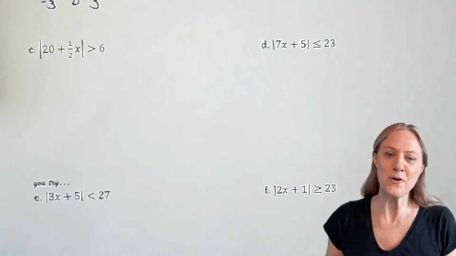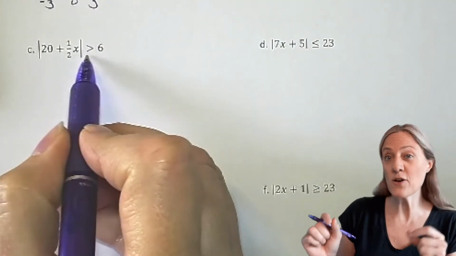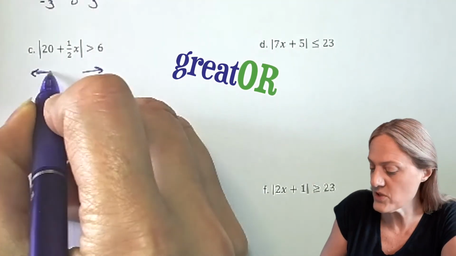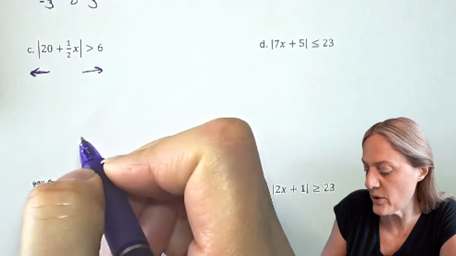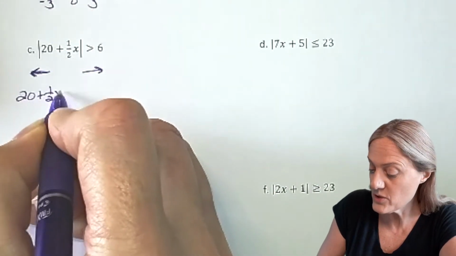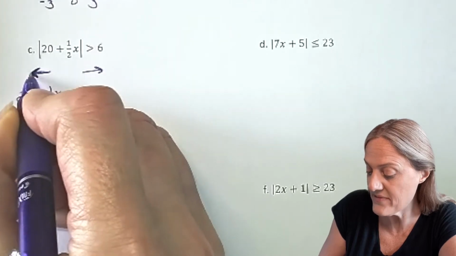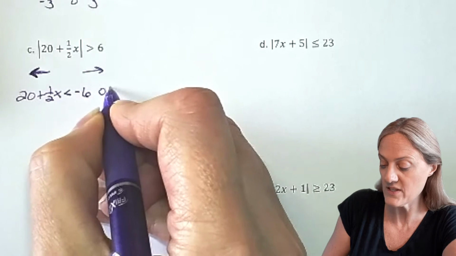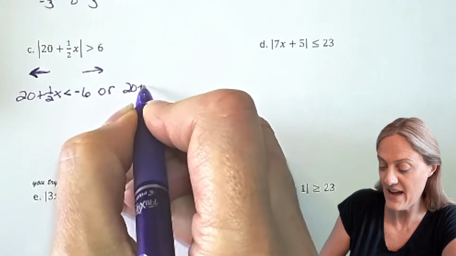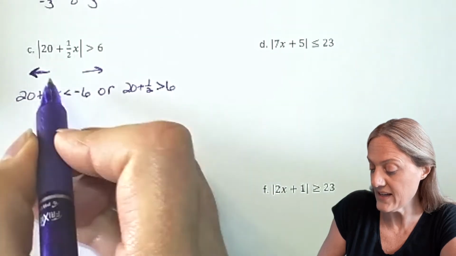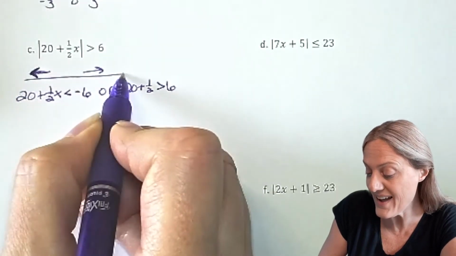Look at this next inequality. Is it a less than link or is it a GreatOR than out, right? Oh, it's GreatOR than out. So I love just remembering that or is an out, and that helps me remember how to set this one up. So I go 20 plus 1/2 x. Oh, and then this arrow is facing that way, so it's less than the negative value, or 20 plus 1/2 x greater than the positive value.